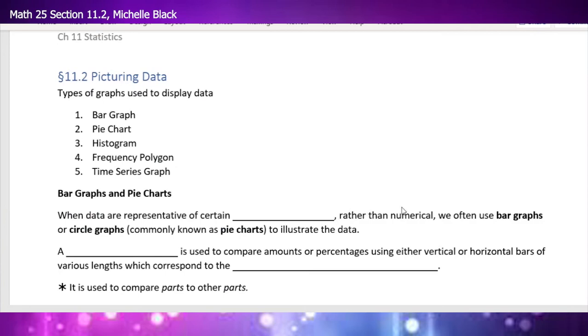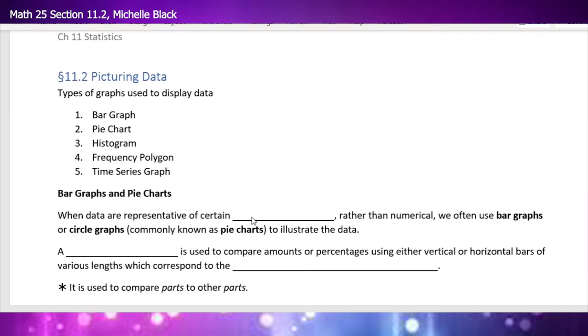Section 11.2, Picturing Data. Some types of graphs that can be used to display data are bar graphs, pie charts, histograms, frequency polygons, or time series graphs. Let's begin by looking at bar graphs and pie charts.